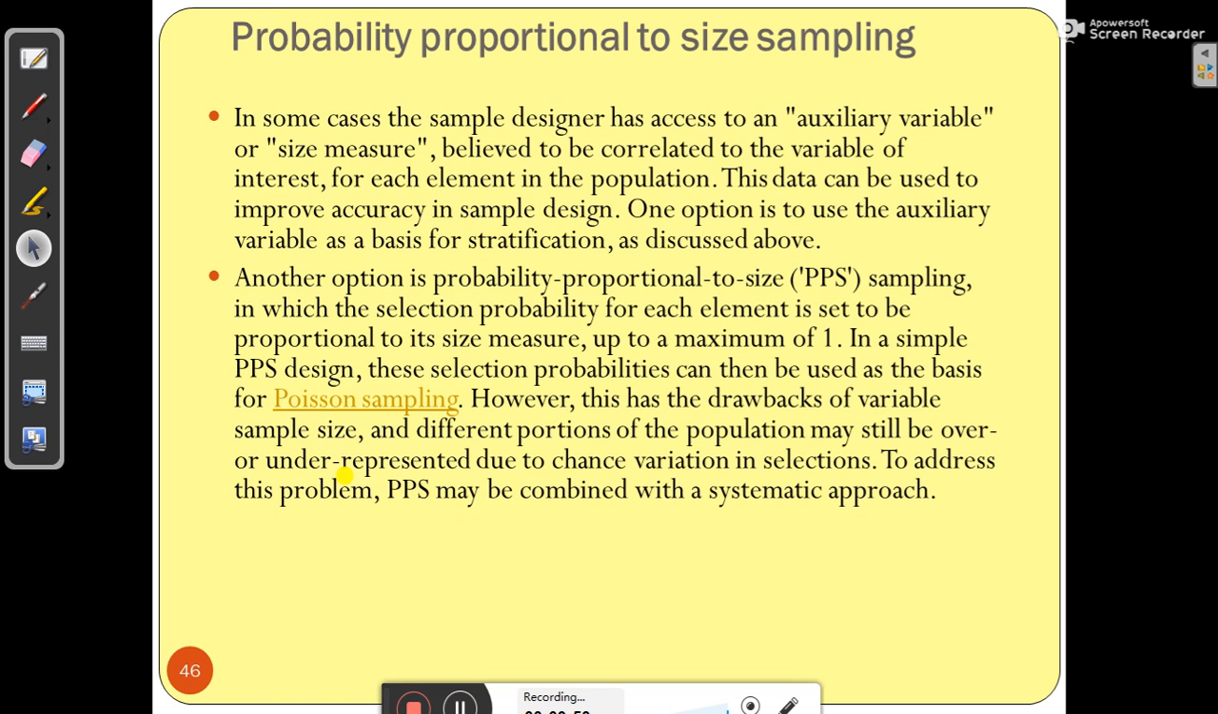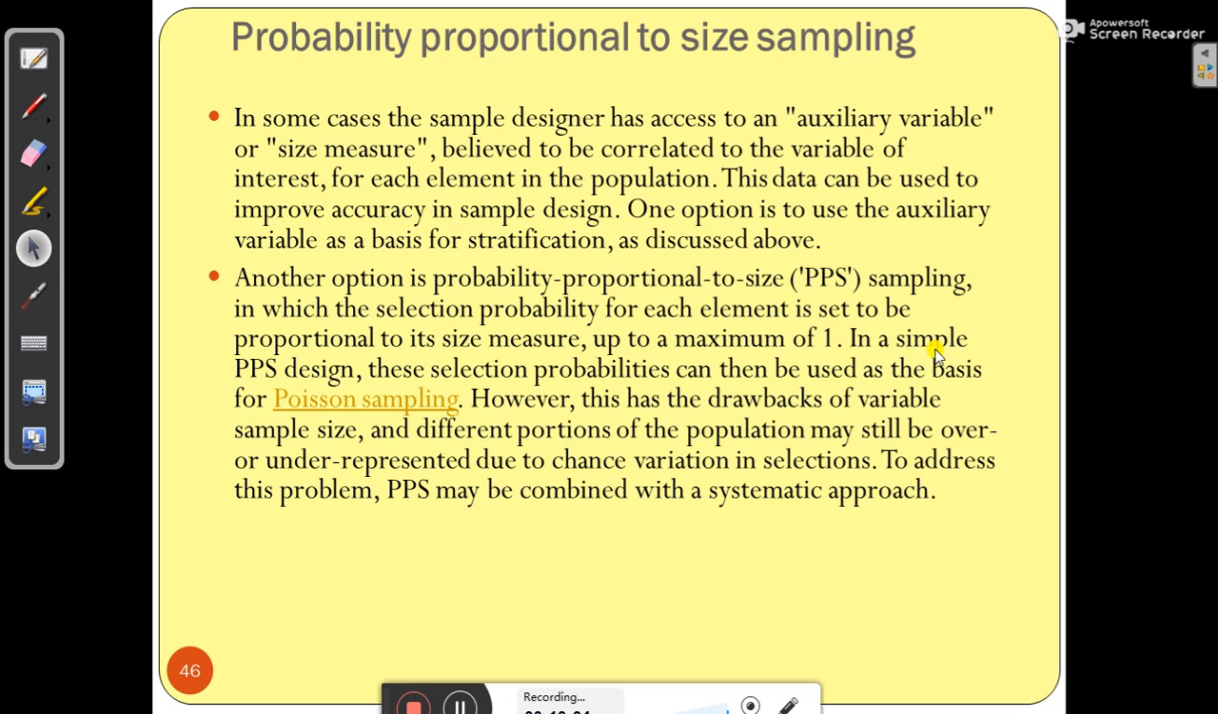Probability proportional to size sampling. Why? In some cases, the sample designer has access to an auxiliary variable, or size measures, believed to be correlated to the variable of interest for each element in the population. This data can be used to improve accuracy in sample design. So you can use the auxiliary variable as the basis for stratification. Another option is probability proportional to size sampling, in which the selection probability for each element is set to be proportional to its size measure, up to a maximum of 1.